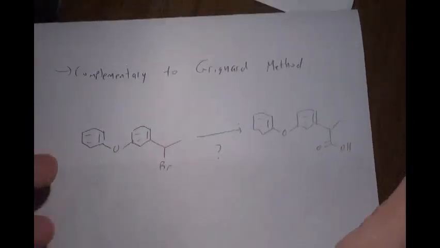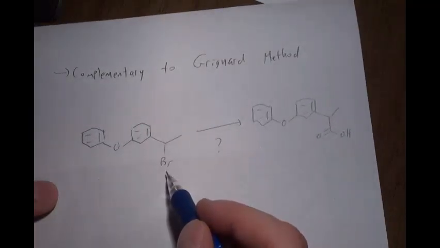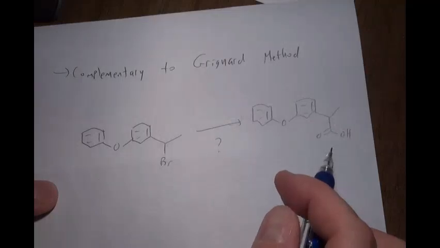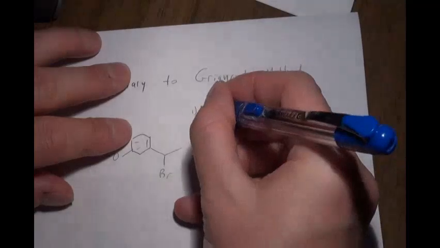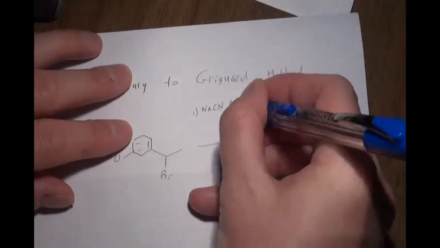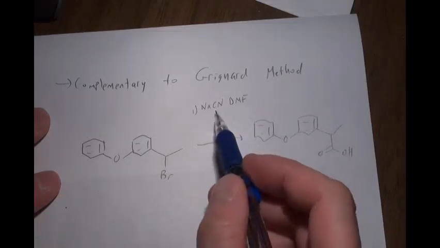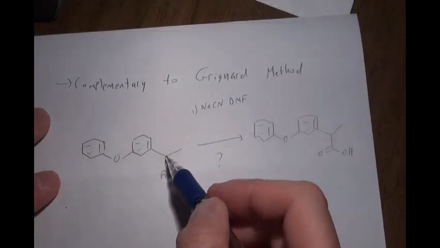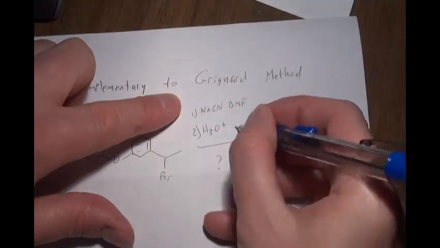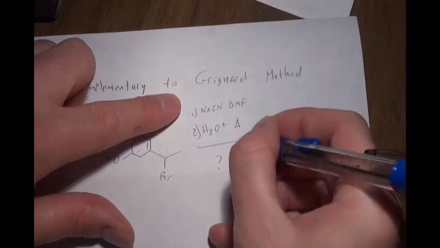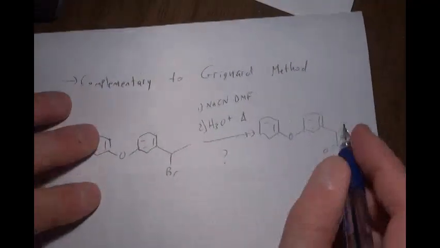And show how we could do this using the nitrile method. So how could we convert this alkyl bromide to the alkyl carboxylic acid, but not using Grignard? We'll use the nitrile method. Well, we could just do NaCN, DMF, that's an SN2, carbon attacks, makes a nitrile, and then just H3O plus, maybe a little bit of heat will help that reaction out also. H3O plus and heat, okay? And this makes fenoprofen.